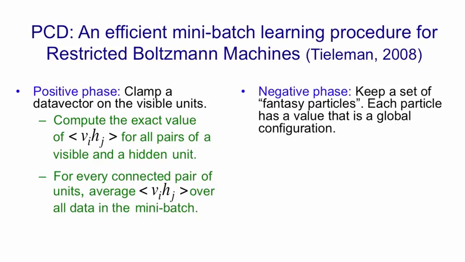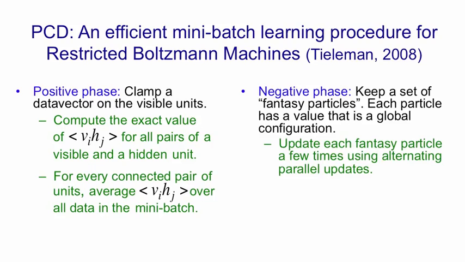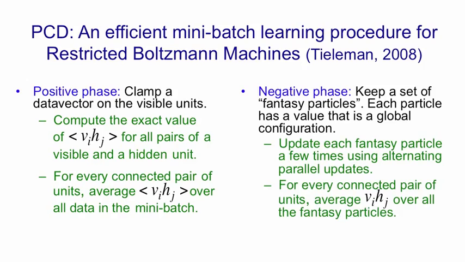For the negative phase, you keep a set of fantasy particles, that is, global configurations, and then you update each fantasy particle a few times by using alternating parallel updates. So after each weight update, you update the fantasy particles a little bit, and that should bring them back to close to equilibrium. And then for every connected pair of units, you average VIHJ over all the fantasy particles, and that gives you your negative statistics. This algorithm actually works very well and allows RBMs to build good density models of sets of binary vectors.